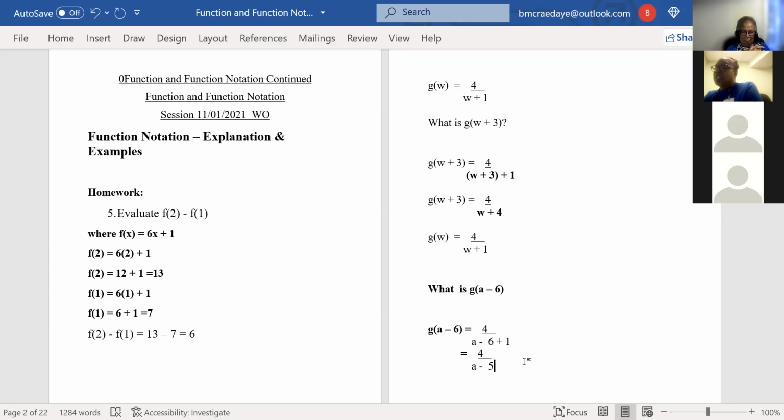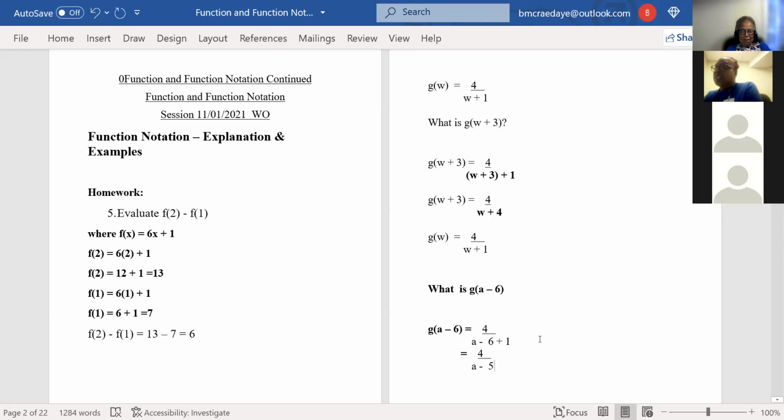So the G of A minus 6 is what we're going to find, right? Yeah, you're given a function, G of W is 4 over W plus 1. Now, whatever you're given to substitute, that will be substituted for the variable, which is W. So wherever you have a W, you'll put what is in this function notation, which is A minus 6. So you just take that A minus 6, put it in for the W, combine your like terms, which are your constants, and you get 4 over A minus 5.